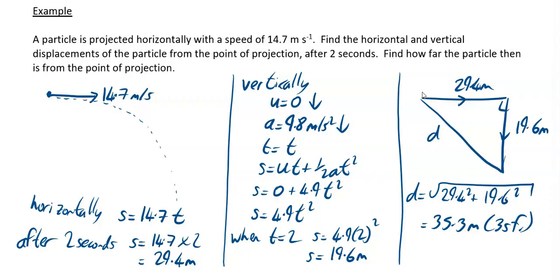So that is our first example done. Treat your horizontal as one part, work out your horizontal displacement, and treat your vertical as another part, work out your vertical displacement, and then combine those two using Pythagoras' theorem to find your overall distance gone.